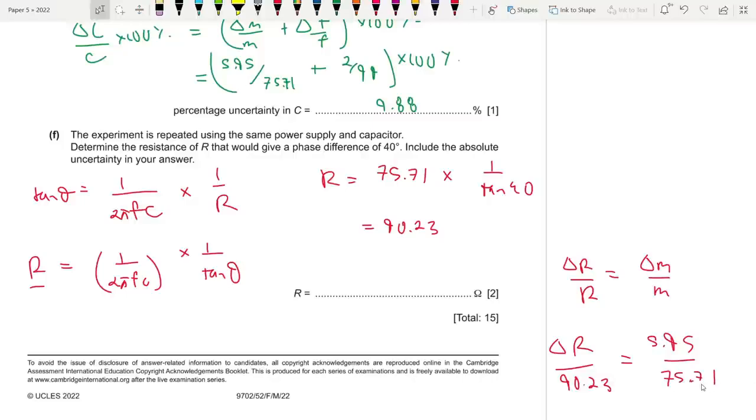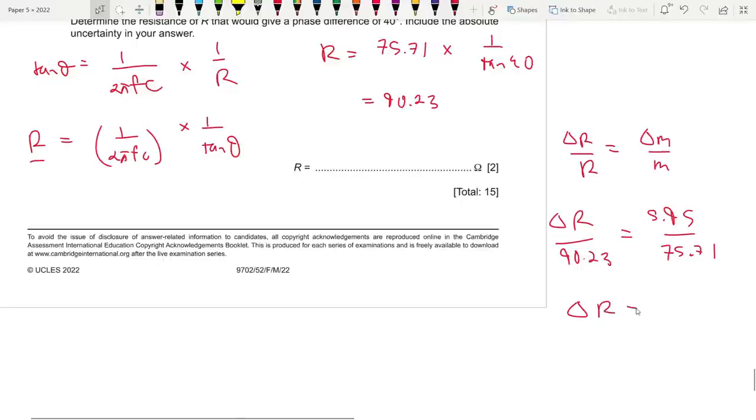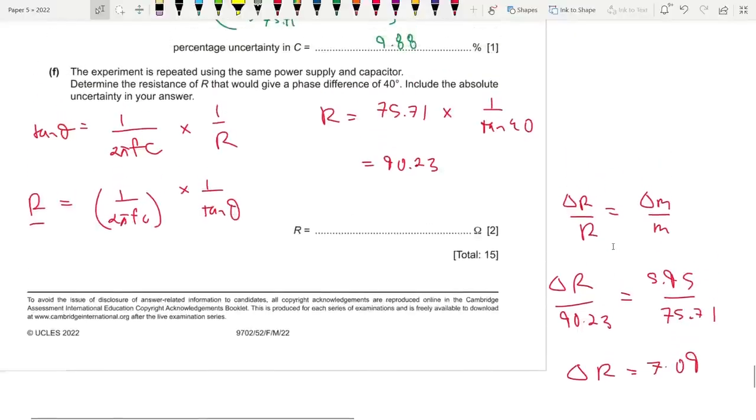So to find out percentage uncertainties, just remember you need to backtrack and see what your value actually depends on. That's how you go forwards. Okay, into 5.95 divided by 75.71, I'm getting a value of del R is equal to 7.09. So what is our final answer gonna be? It's 90 plus minus 7.